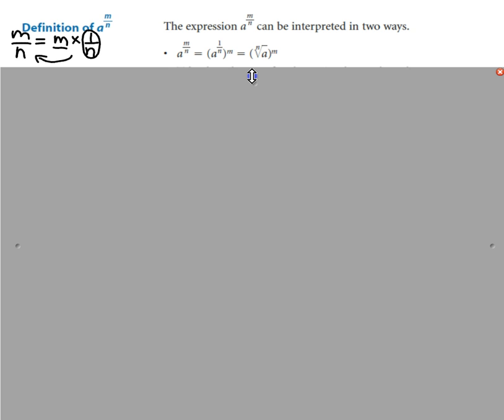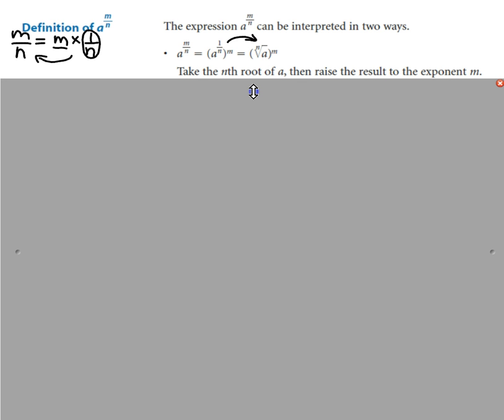So in both cases, they're equivalent, but in one case, we see that we know how to deal with a power of base a and exponent 1 over n. It's the nth root of a. So what that would allow us to do is say, okay, we can at least simplify that into radical form. And now this would require us to take that result and then raise it to some other exponent m. Okay, so that would be written in words: take the nth root of a, then raise the result to the exponent m.